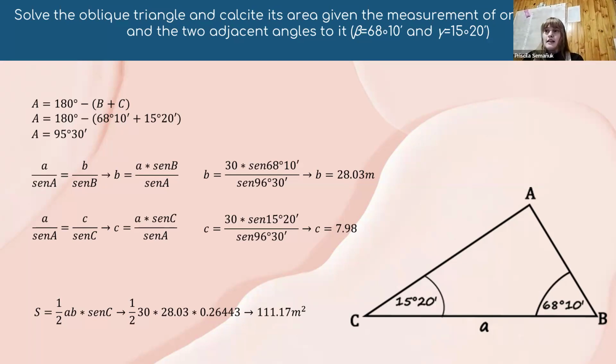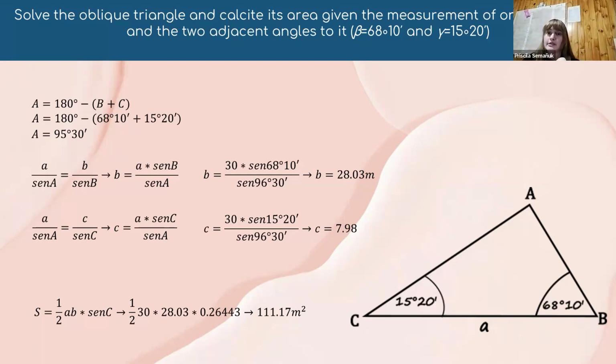Here you can see that A is another angle that I do not know. But if I remember correctly, I said before, if I add all the angles inside a triangle, they must add up to 180. And here's what I'm seeing: A equals 180 minus B plus C. So A is 95 degrees 30 minutes. Now I have all angles.